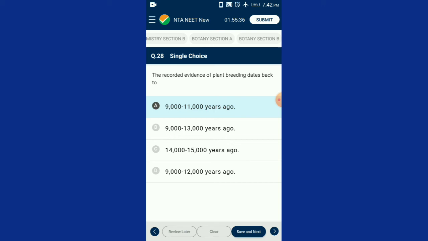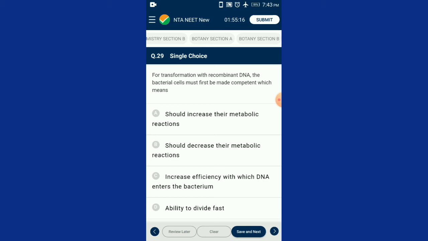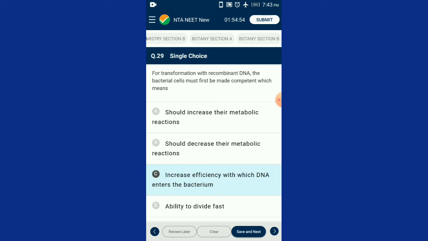Question number 29. Competent, which means, as DNA is a hydrophilic molecule, it cannot pass through cell membrane as it is hydrophobic in nature. Therefore, the bacterial cell should be made capable of uptaking DNA. They should be competent. So the answer is option C. Increase efficiency with which DNA enters the bacterium.